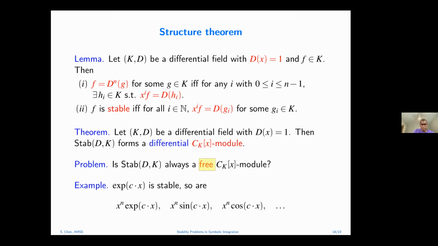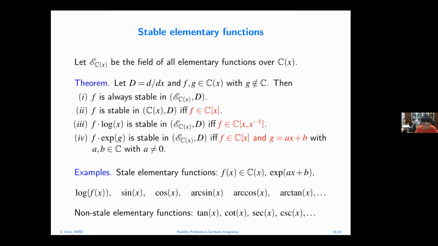Any other questions? Hi, can you go to page 19? This one, your favorite result. Why is a not equal to 0? When a is equal to 0, then this is just a rational function, so this is always stable in elementary function fields. That's why.